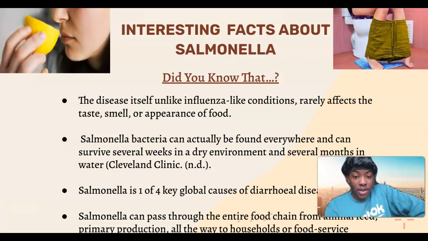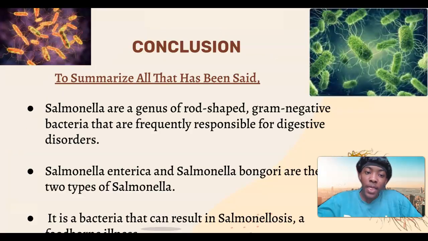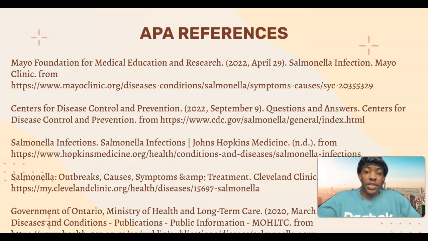It's one of four key global causes of diarrheal disease, and it can pass through the entire food chain from animal feed, primary production, to household or food services. So now my conclusion: Salmonella is a genus of rod-shaped gram-negative bacteria. Salmonella enterica and Bongori are the two types of Salmonella, and it can result in salmonellosis, which is a foodborne illness. So this is my APA references from my first presentation.